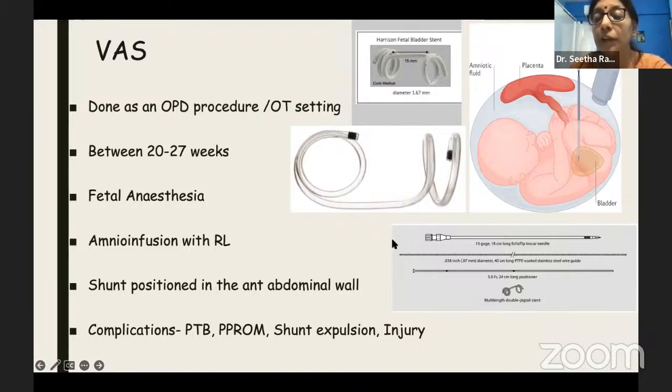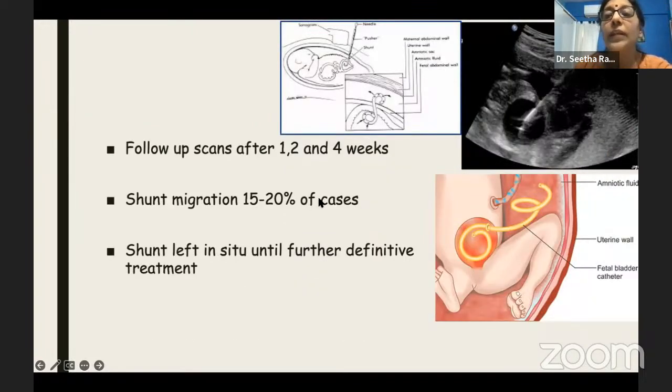I'm not going into the details of the procedure, but the problem nowadays is that these shunts are not available. In the West, they use something called a Somatex shunt, and a lot of studies have shown brilliant results, especially the one study that used the shunt in the earlier trimesters and showed good results. So here, once the shunt is in place, this is how it would look.